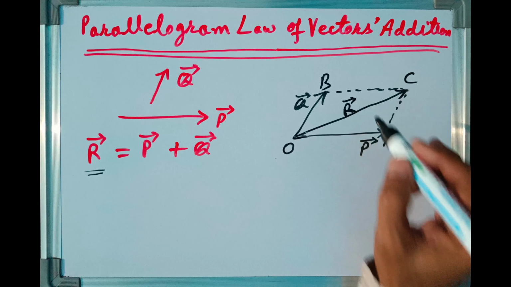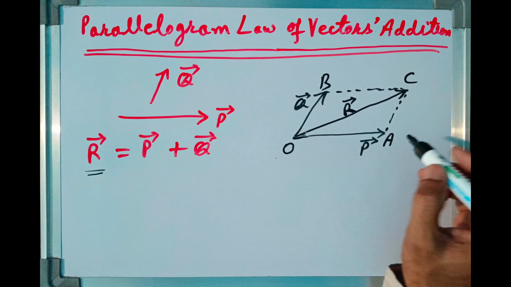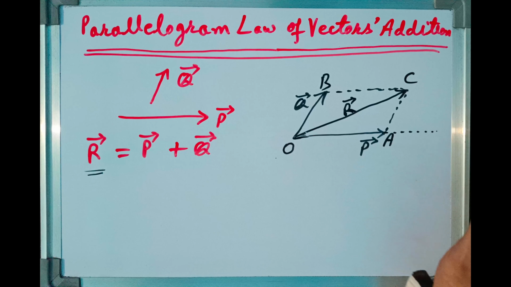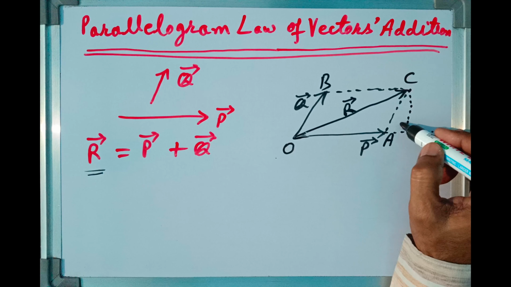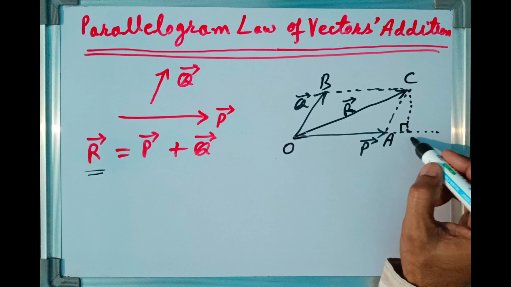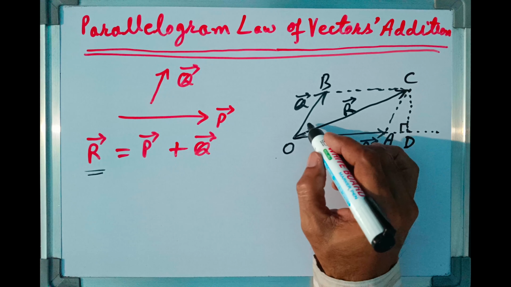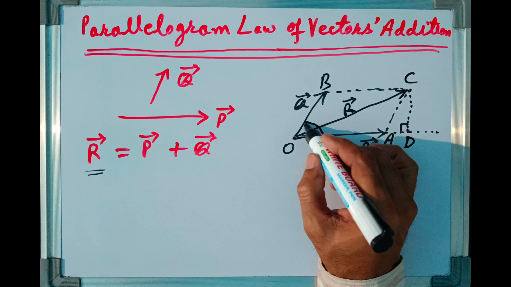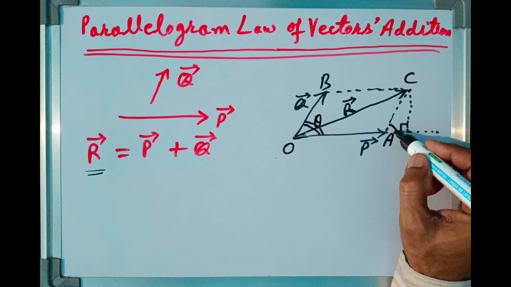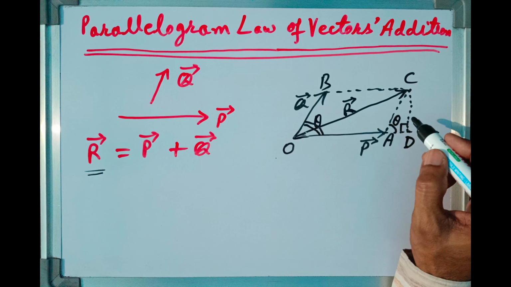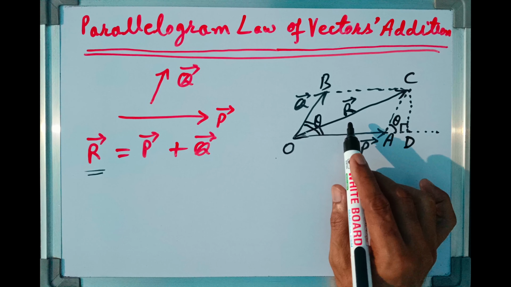Now our next question is, what will be the magnitude of this R vector? For finding the magnitude of R vector, we produce this line and drop a perpendicular from point C on this produced line. Let me call this point D, that is the foot of the perpendicular. Suppose the angle between the given vectors is theta. So if this angle is theta, this angle made at point A will also be equal to theta. We shall make use of this diagram to find the magnitude of R vector.